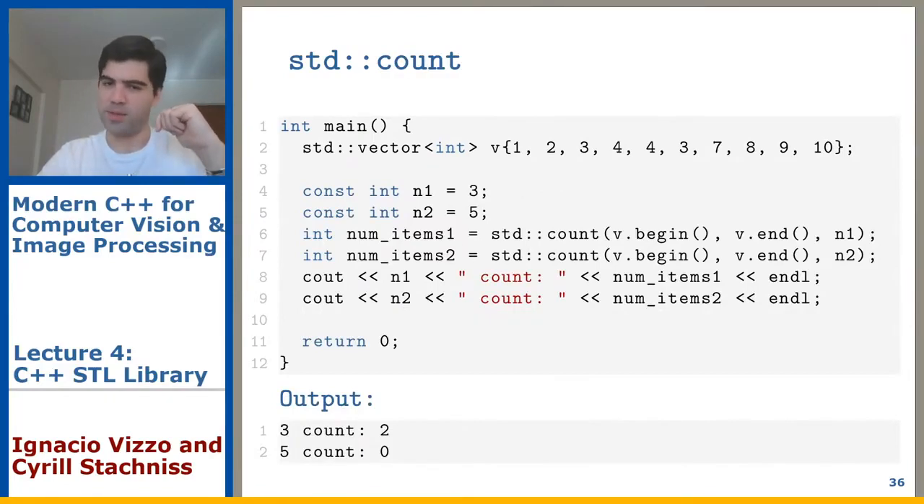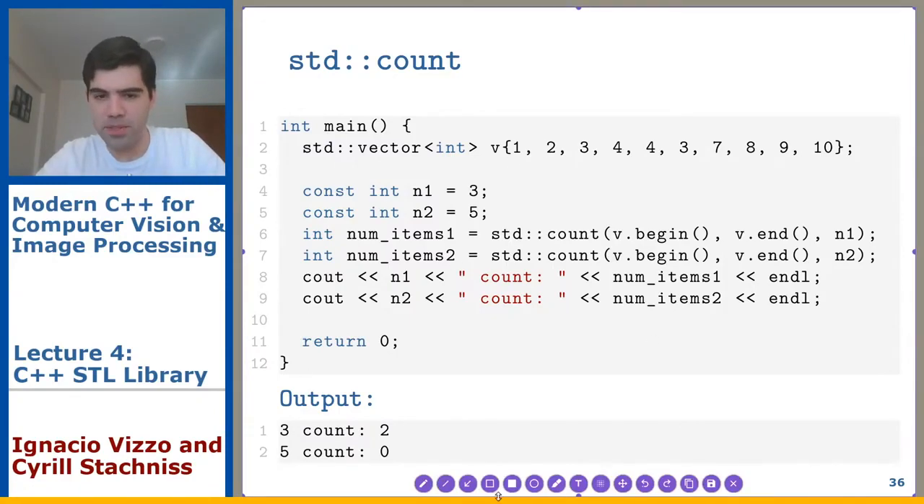Count, for example. Let's pretend that you want to count how many times the number 3 appears in this container. We have it once here and once here. So we just call std::count, and then again the beginning of the container, the end of the container, and then the number we want to count. In this case, n1 is 3, so 3 appears 2 times. And then 5: if you search 5, it's not here. So whenever you count 5 on the same container, you will get 0, because it's not there.